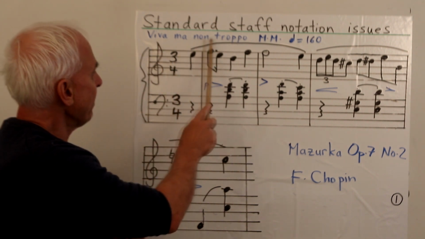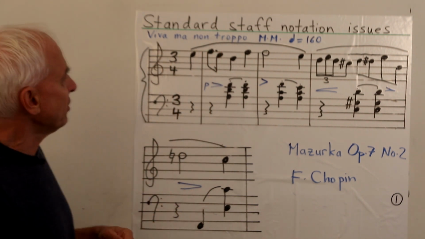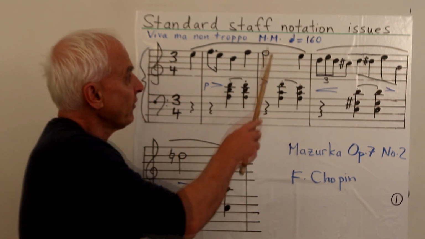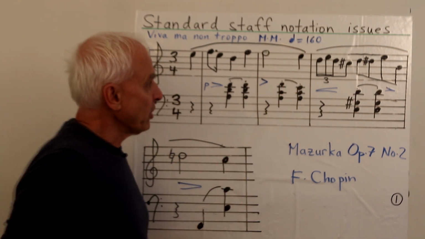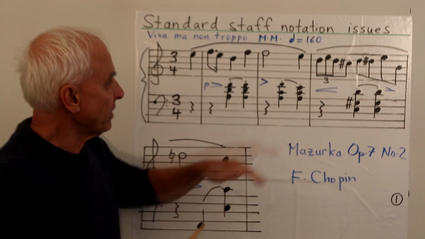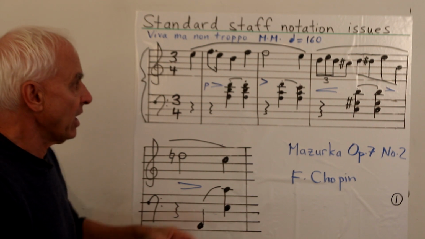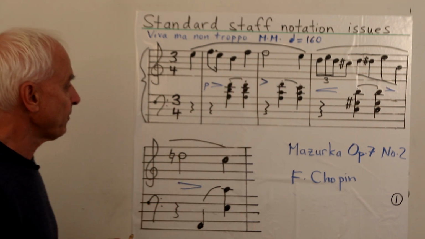Well, we see some Italian, vivace ma non troppo, so some brief indication of the tempo. And here is actually a metronome unit. I'm not sure if Chopin put that in, but perhaps the editors put that in. A suggested speed, 160 beats per minute, perhaps.